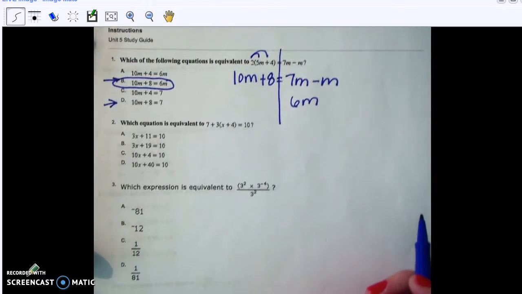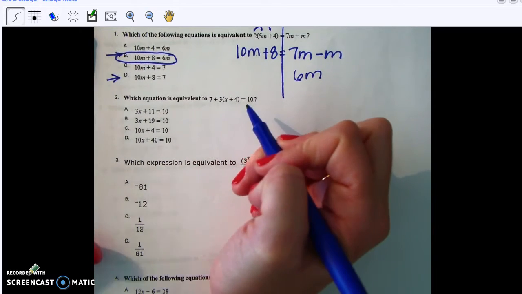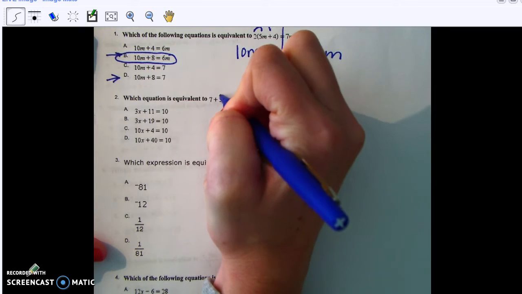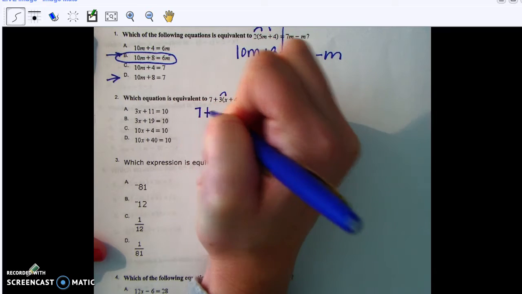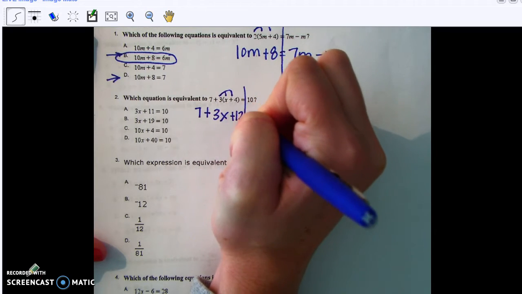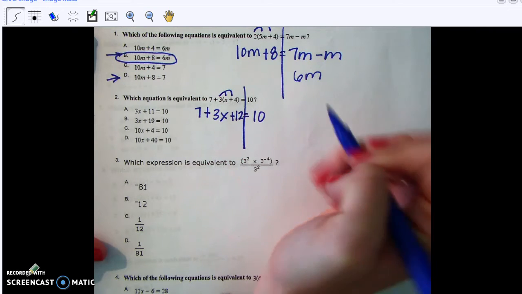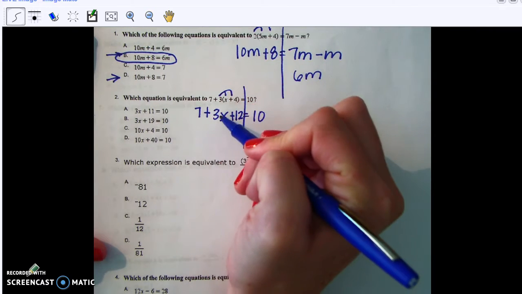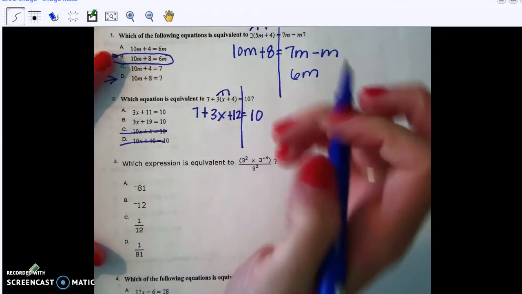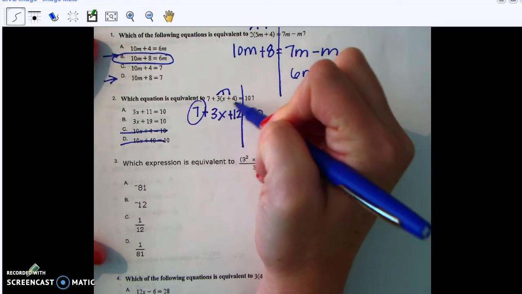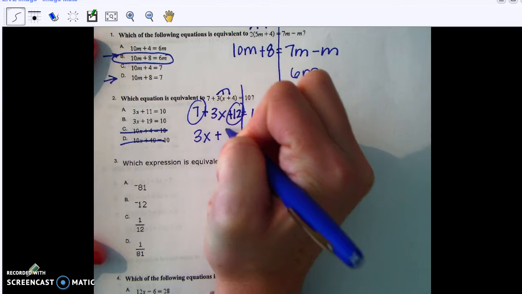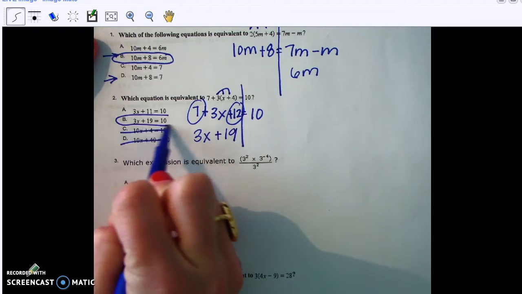Which equation, number 2, is equivalent to this one? Again, none of these are solved all the way, so I'm going to go ahead and draw my line with the distributive property. So I have 7 plus 3x, and then 3 times 4 is plus 12 equals 10. I have all my equals 10s here. I have 3x, but then these are 10x, so I'm going to cross those out. I can then combine like terms. 7 plus 12 is 19. So it looks like that would be B.